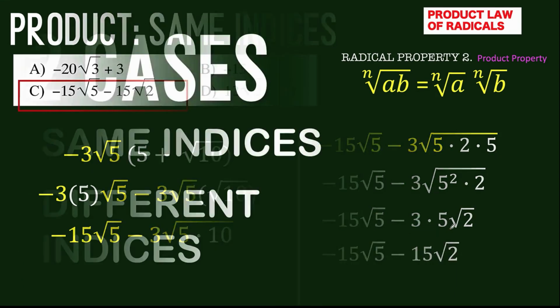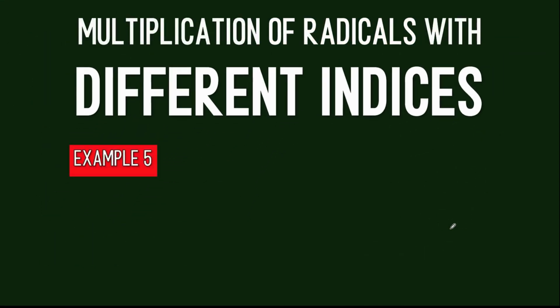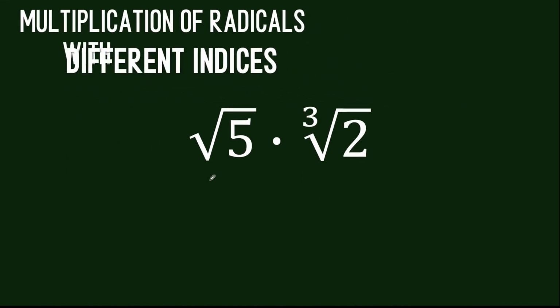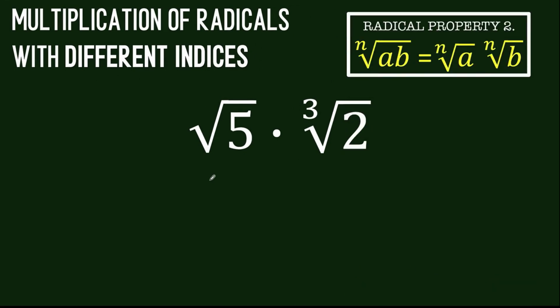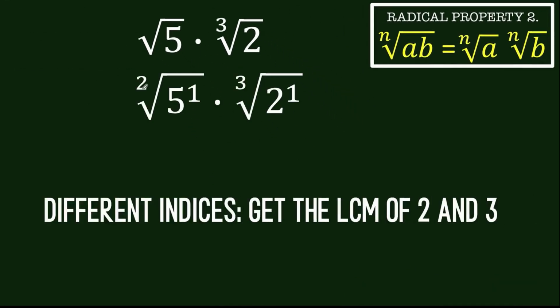Now let's proceed to the second case when the indices are different. Here is an example. Square root of 5 times cube root of 2. In this form, we cannot use the product property of radicals because the indices are different. We have 3 and 2. So what are we going to do? We are going to convert these two radicals into like radicals by getting the lowest common multiple of this index 2 and this index 3.